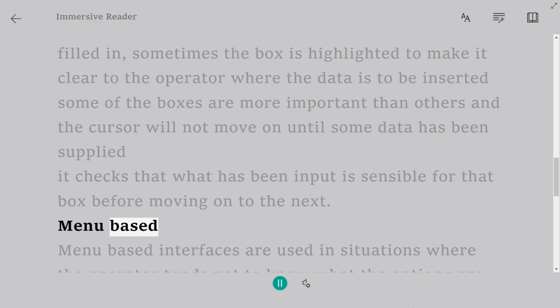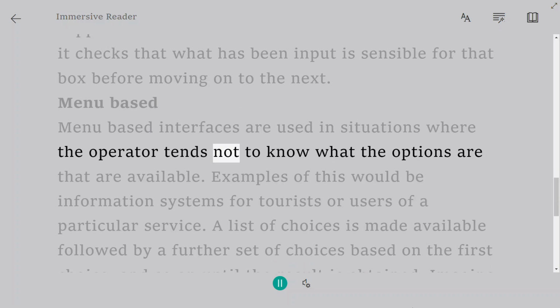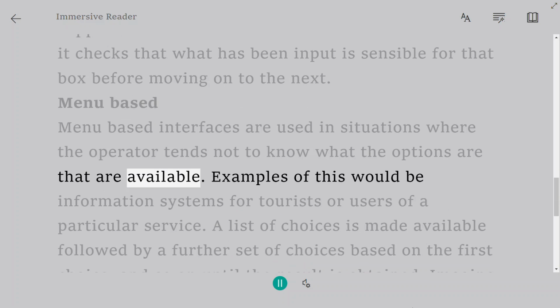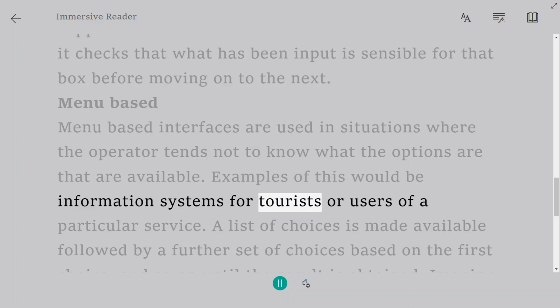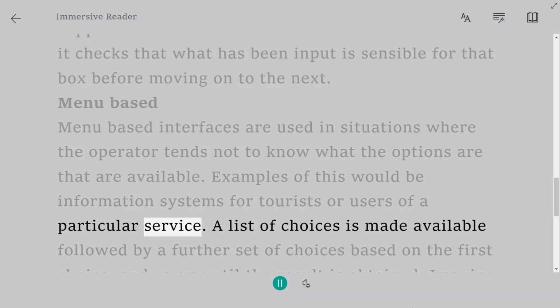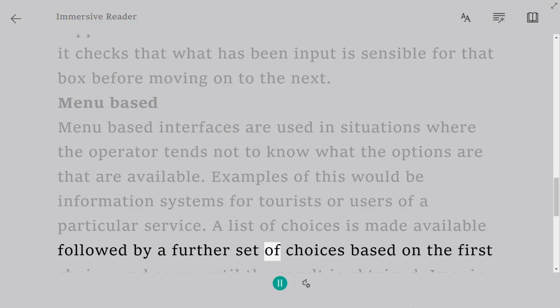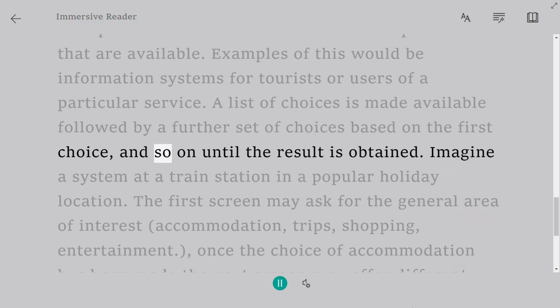Menu-based. Menu-based interfaces are used in situations where the operator tends not to know what the options are that are available. Examples of this would be information systems for tourists or users of a particular service. A list of choices is made available followed by a further set of choices based on the first choice, and so on until the result is obtained.